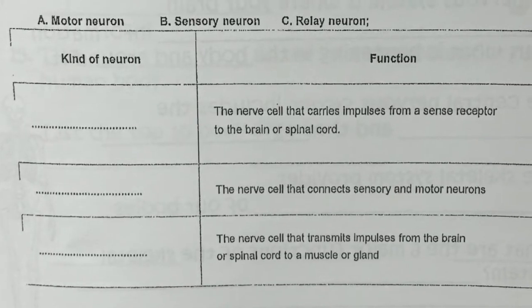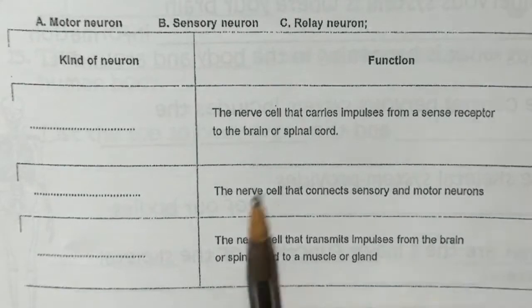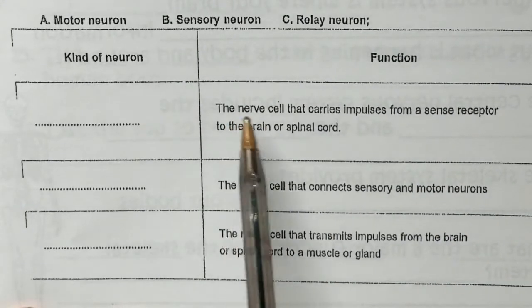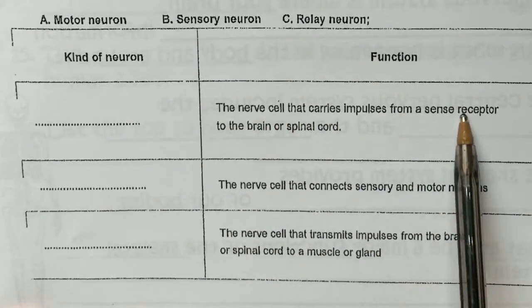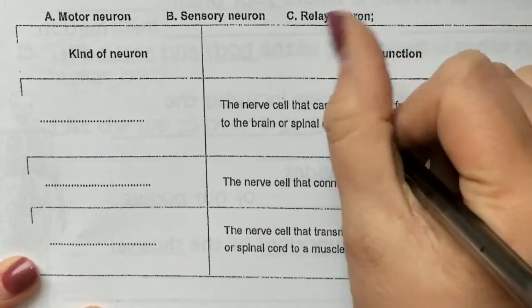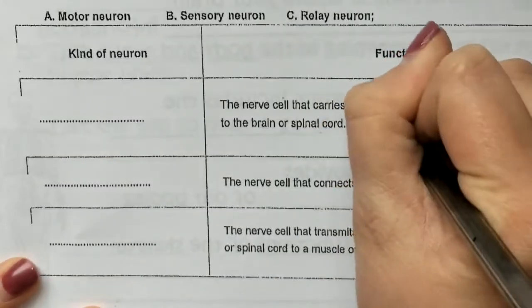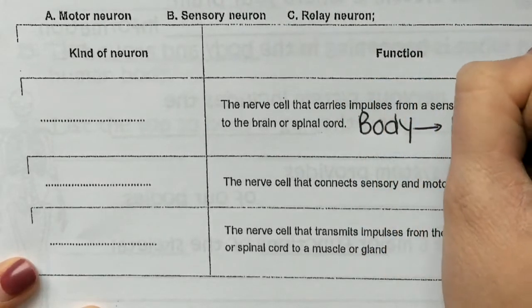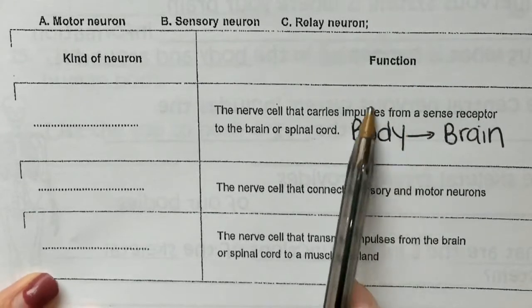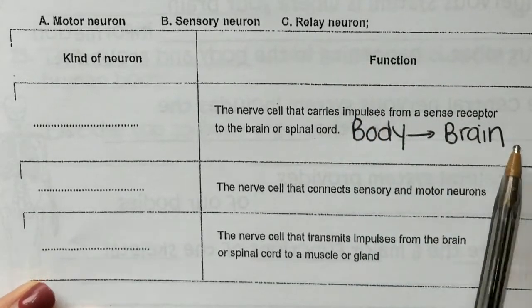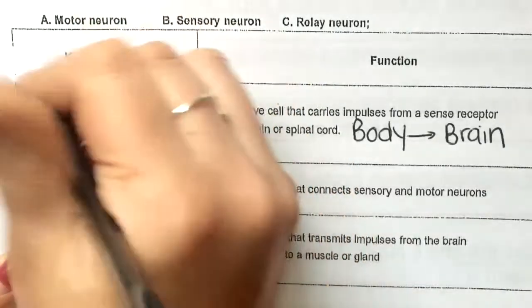Okay, so we are now on part 3. So let's look at the different types of neurons and match them up to their function. So let's look at the first one. The nerve cell that carries impulses from a sense receptor to the brain or spinal cord. So this is where impulses are going from the body to the brain. This type of neuron is going to gather information from the body and send that information to the brain. So that would be the sensory neuron.